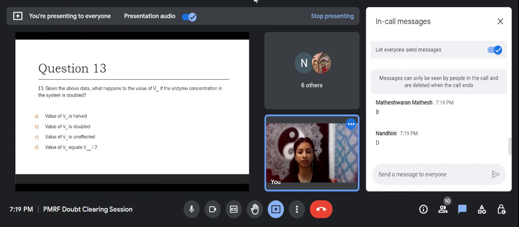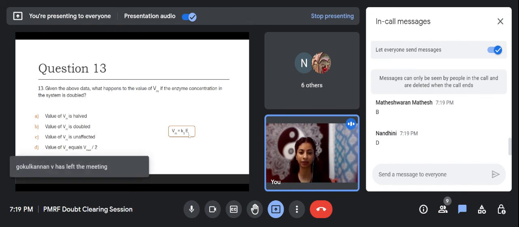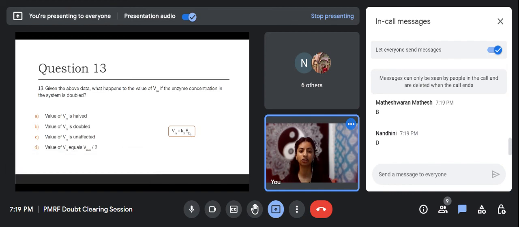Okay. So the answer is, this is the formula for Vm, right? Vm is equal to velocity constant K3 by total amount of enzyme. So you can see it's a direct relation, right? It's directly proportional, so if E is doubled, then Vm will also be doubled, and that is the answer. So the value of Vm will be doubled. Okay. So that's all the questions that are there.